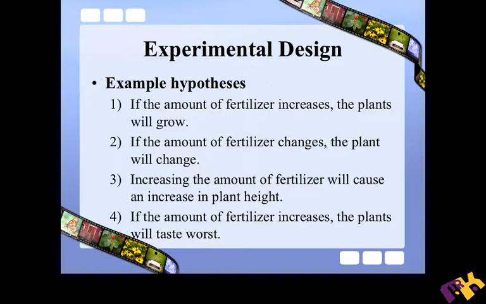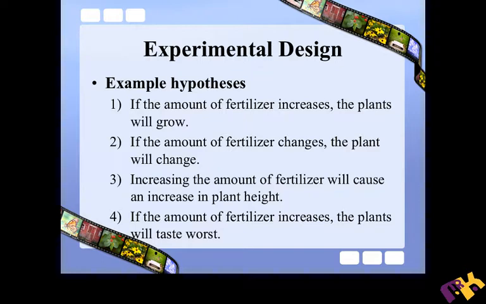Well, the plant will probably change regardless of whether we change the fertilizer or not. So again, not a very well written hypothesis. Right? "Increasing the amount of fertilizer will cause an increase in plant height." Now that's getting pretty darn close to what we want, right?